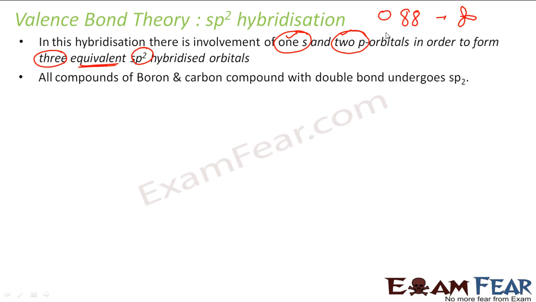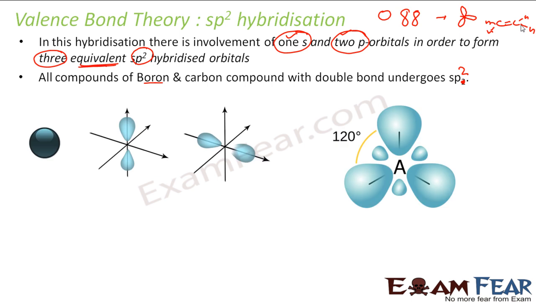Here all boron and carbon compounds with double bonds go sp2 hybridization. Carbon with double bond, for example, ethene, goes for sp2 hybridization. So the same thing which I have drawn there: 1s, 1p, 1p, all combined to form sp2 hybridization. If you see, there are 3 sp2 hybrid orbitals. All are equal in shape and energy, they are at 120 degrees, and the shape is trigonal planar.